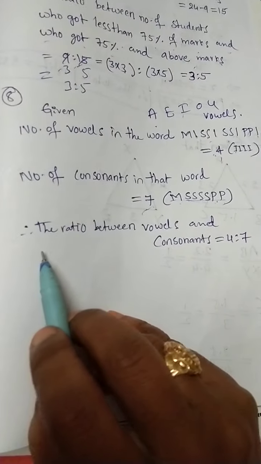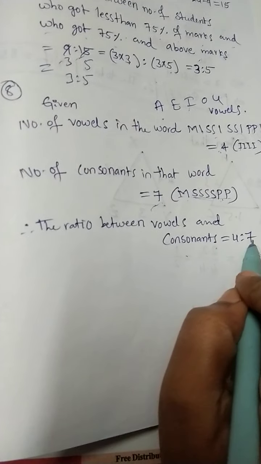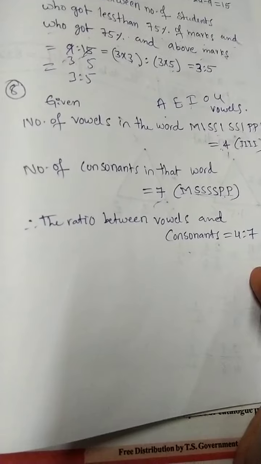Now we should simply write the ratio. The ratio between vowels and consonants is 4 is to 7. That is our requirement.